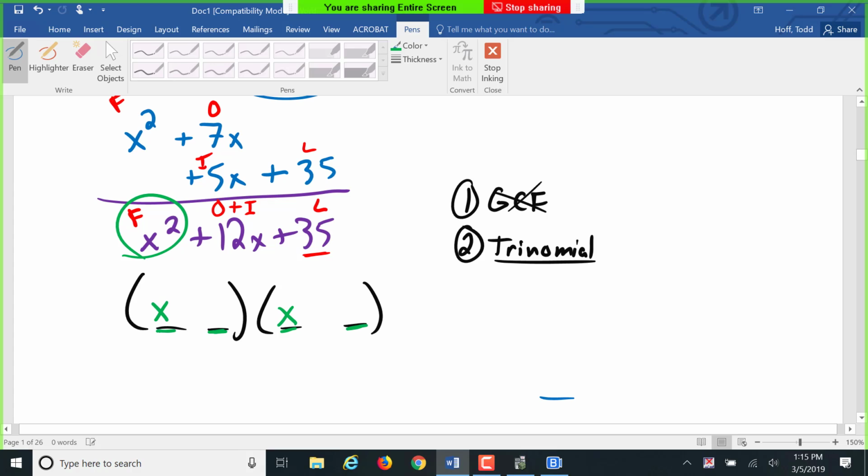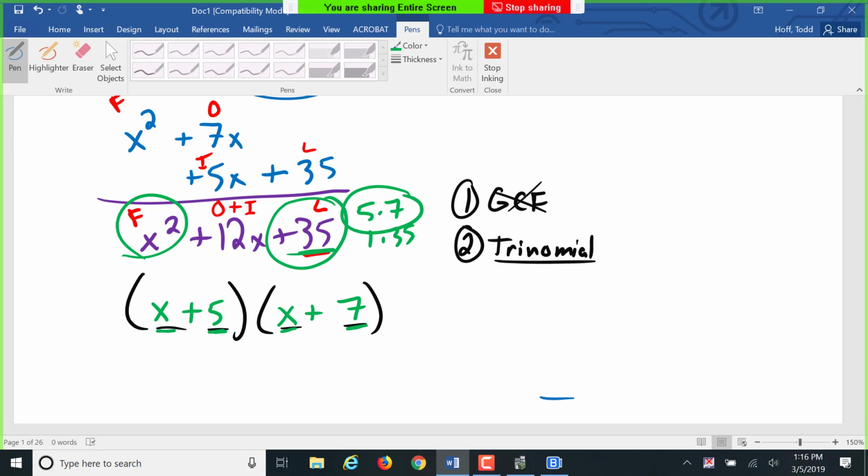I know these last 2 terms multiply to make the last term of the trinomial. To multiply to make 35, I have 2 choices. I have 5 times 7 or 1 times 35. How do I know which one's correct? Well, I pick one and I check it. Let's pick the 5 times 7. So positive 5, positive 7. Now the alternative there would have been negative 5 and negative 7. Why is that? Because that's a positive 35. Negative 5 times negative 7 would also multiply to make a positive 35.